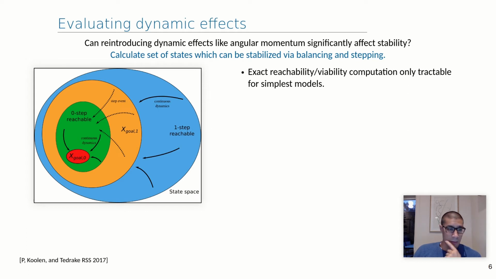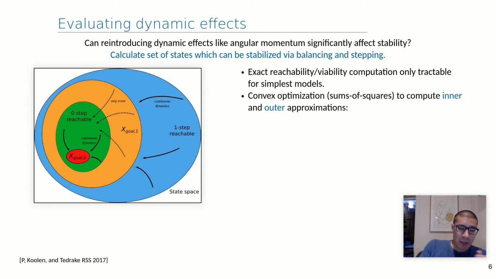steps, and so on. And of course, exact calculation of reachability or viability, long-studied problems in control theory, tend to be only tractable for very, very simple models. So linear models, very low dimensional models, etc. And once we start adding things like angular momentum, we're out of the realm of linearity.